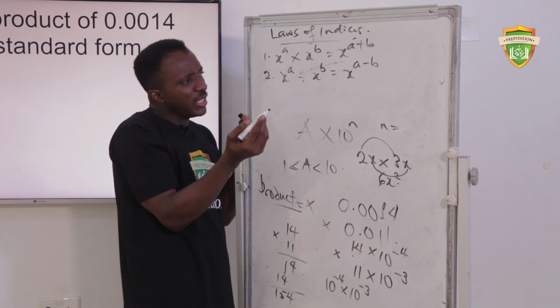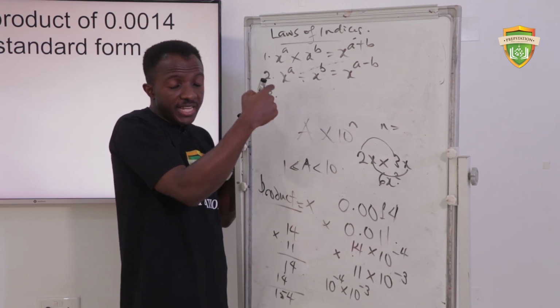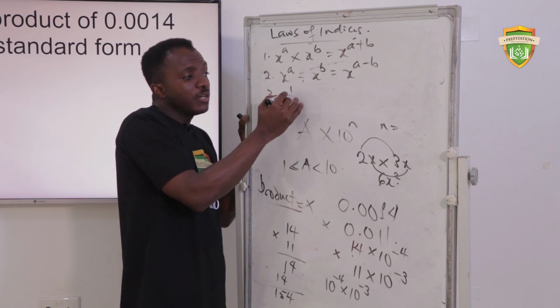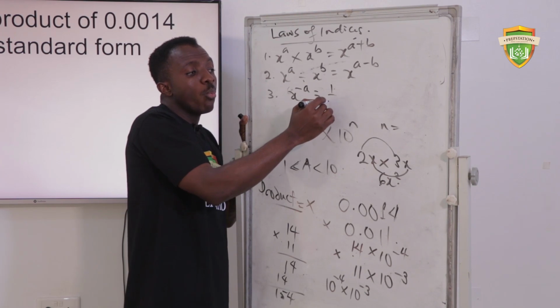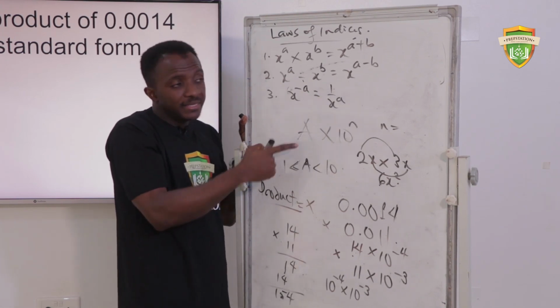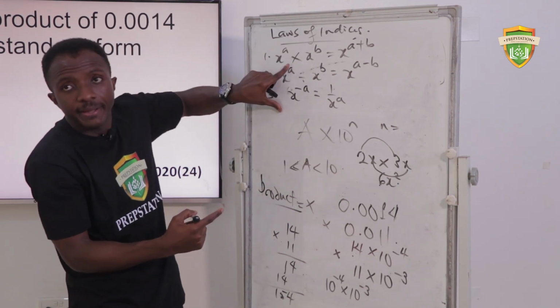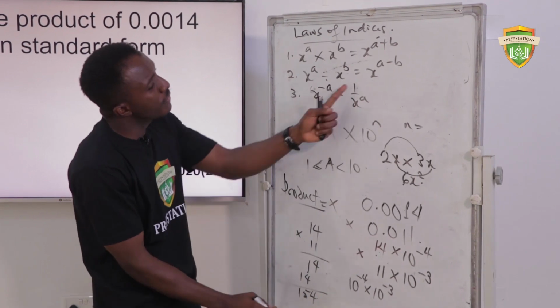Now, we have so many other laws. I gave you one earlier when we did that fraction, the decimal, the indices question we did previously. We have x raised to the power minus a is simply 1 over x raised to the power a. There are many other laws, but because of this question, I'm going to stop here. So we're going to make use of this law.